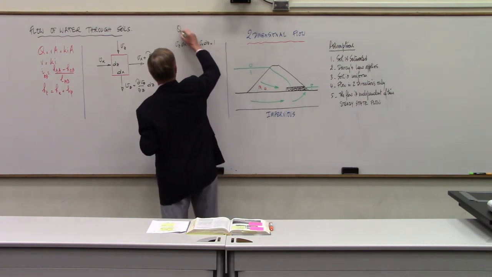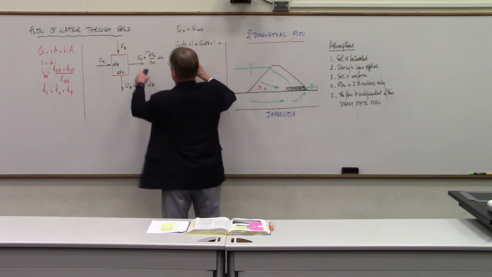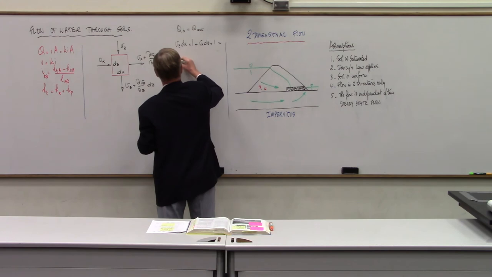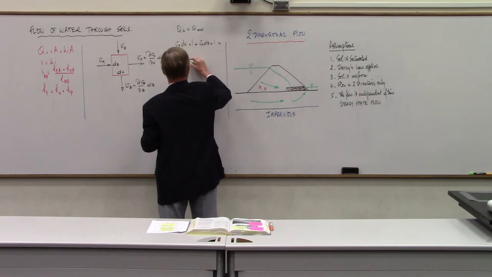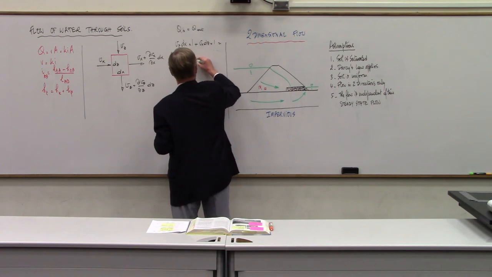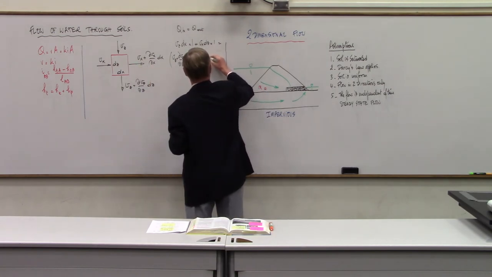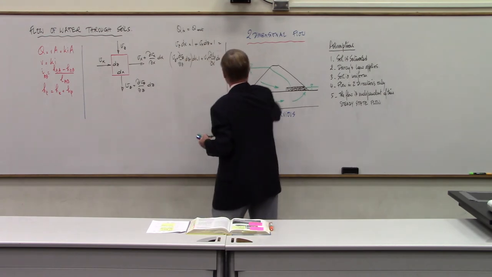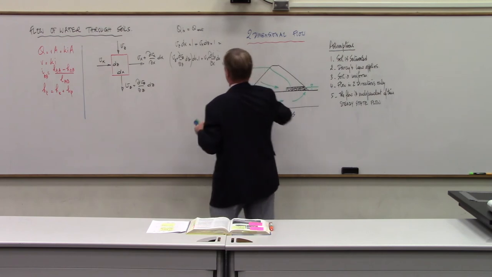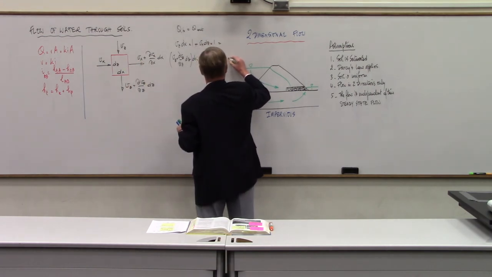So we're going to write basically that Q in equals Q out. That's Q in. What comes out? Well, I've got Vz plus dVz/dz dz. That's the velocity, times the flow through dx times 1, plus on the x side, I've got Vx plus dVx/dx dx, times the area. So the area is going through dz times 1. Okay?